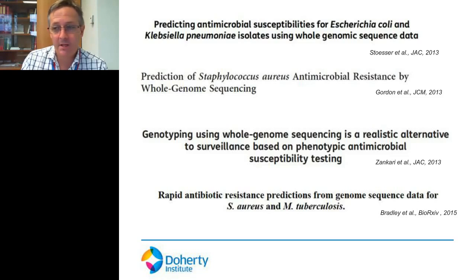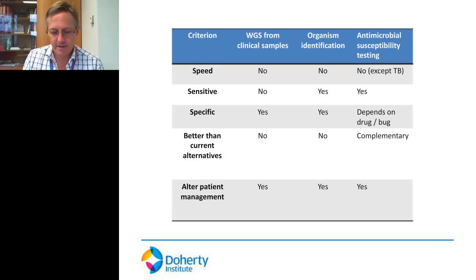One area where that may not be the case is in TB, for example, and there's quite a bit of work being done on using genomics to rapidly predict the resistome of Mycobacterium tuberculosis, either from broth cultures, or possibly even directly from clinical samples. And that is something that's probably most likely to come into practice earlier than use in other areas of antimicrobial resistance. So if you look then at the criteria that we use in a clinical laboratory to decide whether a test is useful or not, really genomics doesn't fit the bill just yet for a number of them.